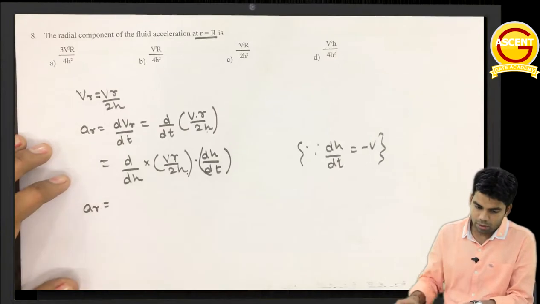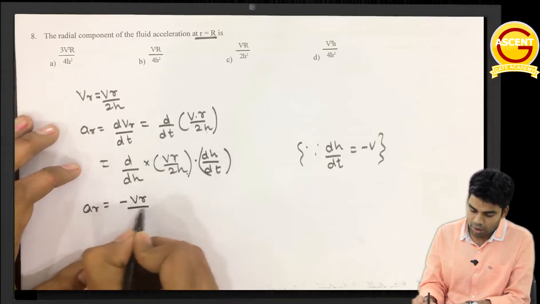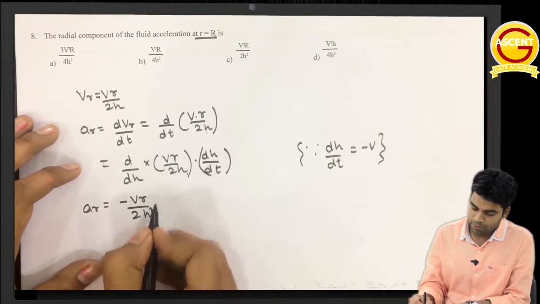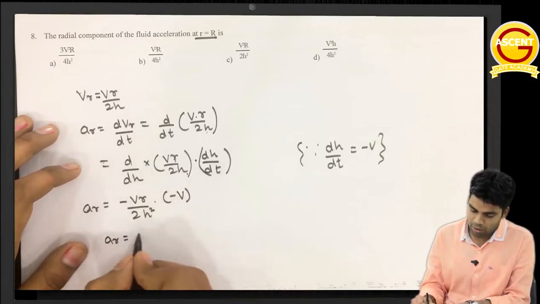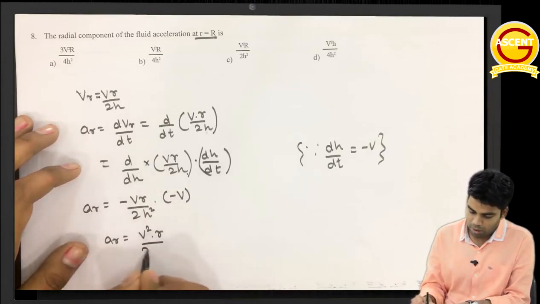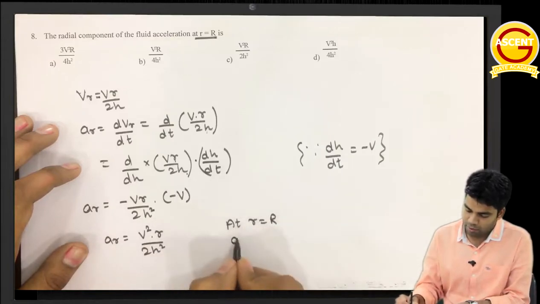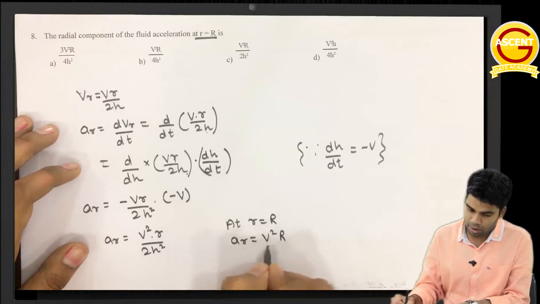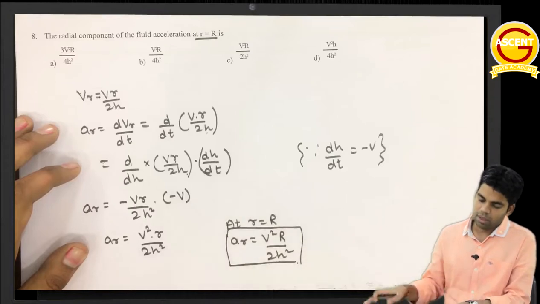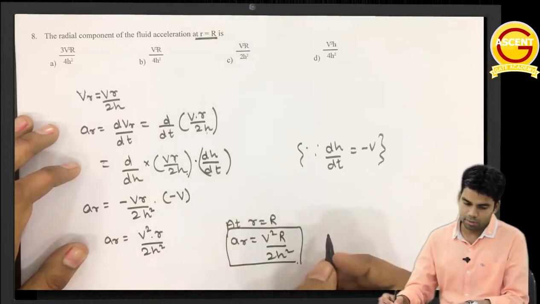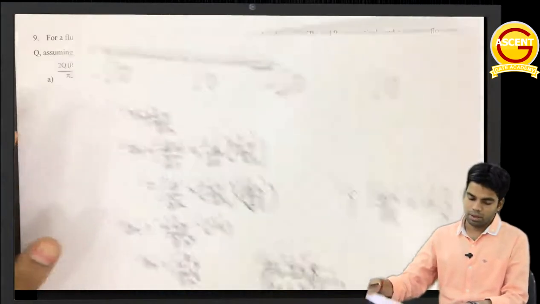So ar will be equal to, just differentiate this, we will get minus v r by 2 h square into dh by dt, which is nothing but minus of v. So this ar will be equal to v square into r by 2h square. Now at small r equal to capital R, we will get ar equal to v square into capital R by 2h square. Answer. So this is the radial component of acceleration at small r equal to capital R. So the answer should be C. Clear or not? Okay, next question.